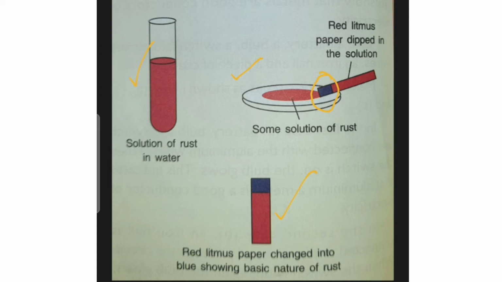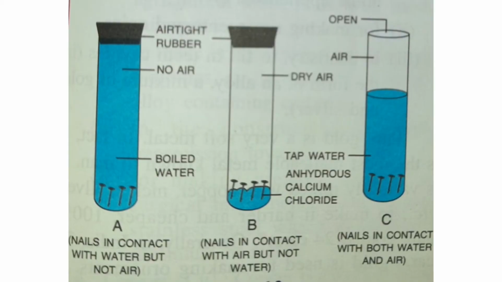So let's check another reaction. Here is the condition for rusting. Air and moisture are necessary for rusting. This can be shown by the following activity. The presence of acidic gases such as CO2, SO2, SO3 and NO2 in the air increases the rate of rusting of iron. So here is an activity. Let's check the activity.